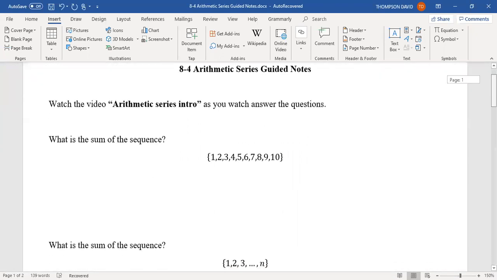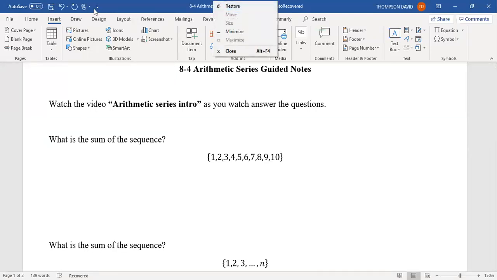In this video, I want to show how to work with arithmetic sequences to turn it into an arithmetic series to find the sum. So our first example, we have the series 1, 2, 3, 4, 5, 6, 7, 8, 9, 10. I'm going to find the sum.